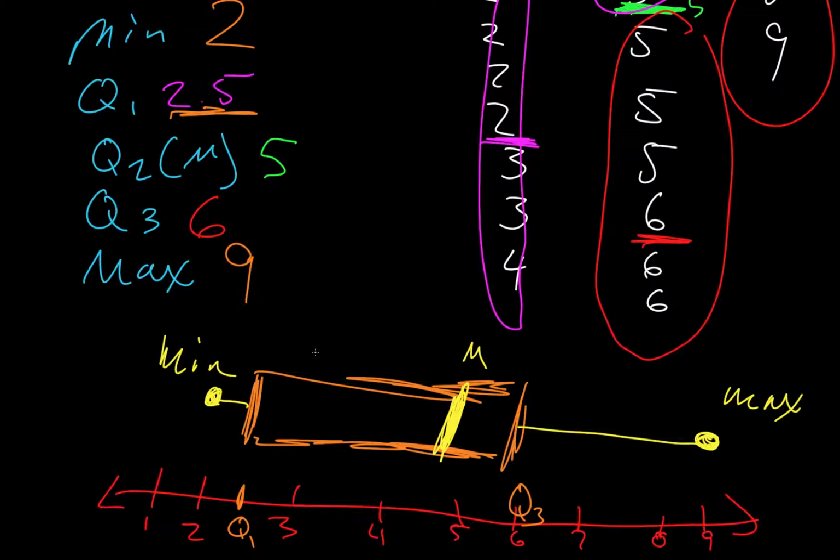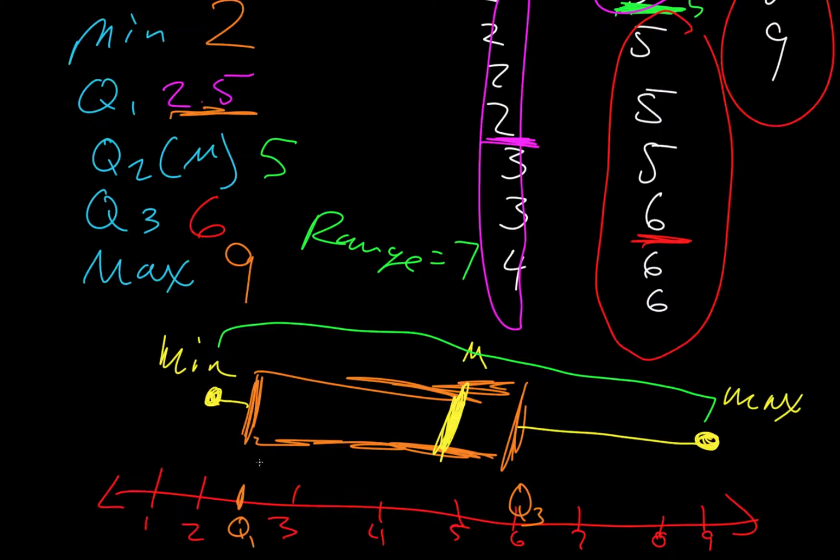Now it says find the range and the interquartile range. So the range is going to be from the max to the min. So if we were to count from 2 up to 9, or just say 9 minus 2, the range is equal to 7. And then if we're doing the interquartile range, that's 6, or Q3 minus Q1, which is 2.5. So 6 minus 2.5, so that would be 3.5.